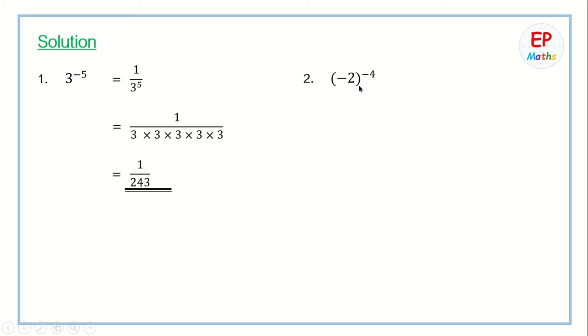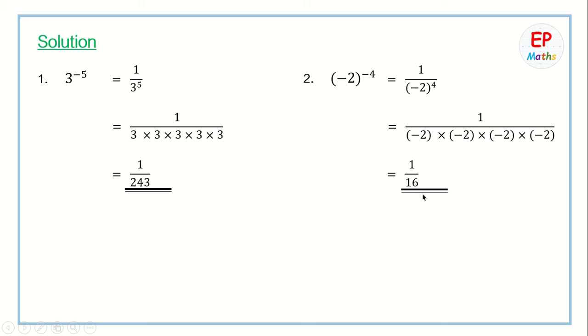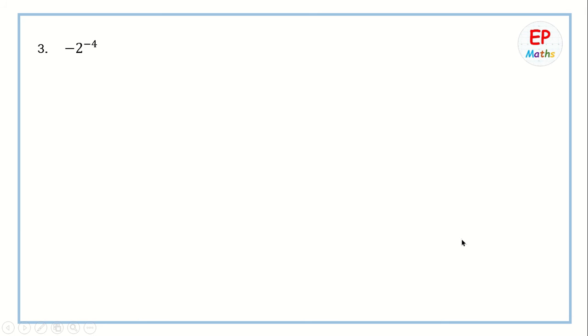Negative 2 to the power of negative 4. So this is 1 out of negative 2 to the power of 4. So then we get 1 out of negative 2 times negative 2 times negative 2 times negative 2, 4 times. So this is 1 out of 16. Okay? Now we move on to part 3.